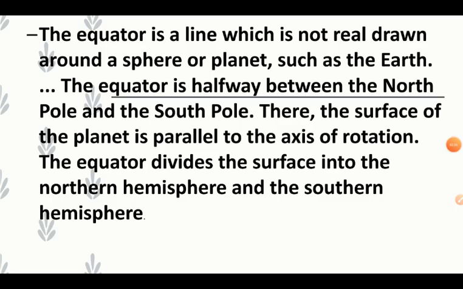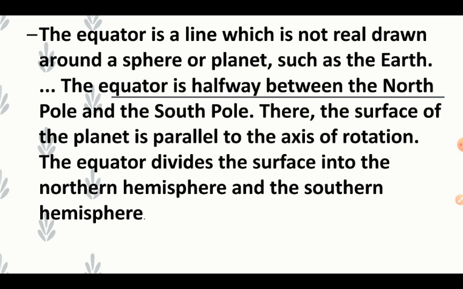Like longitude and latitude, the equator line is also an imaginary line to locate places. The equator is a line which is not really drawn around a sphere or a planet such as the earth. The equator is halfway between the north pole and the south pole. There the surface of the planet is parallel to the axis of rotation. Now what is rotation? Rotation means the earth rotates on its axis.